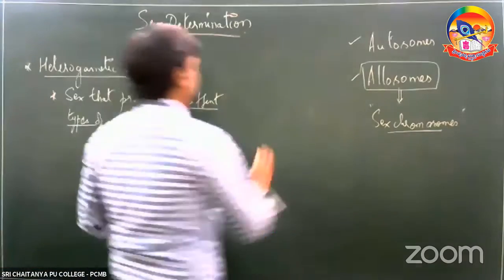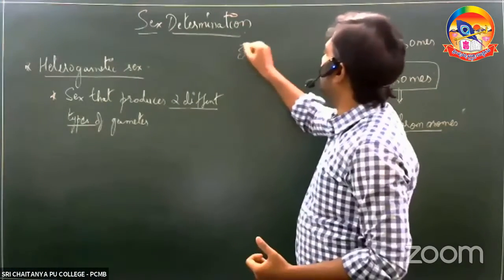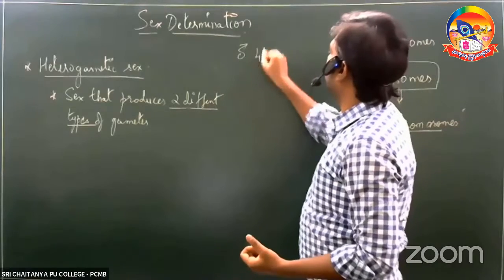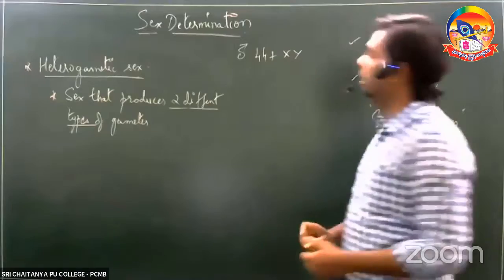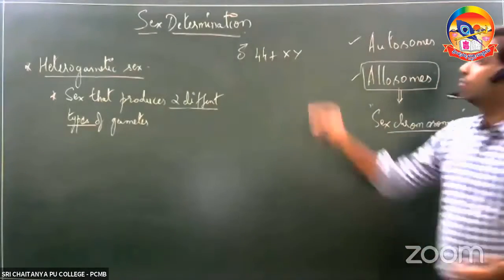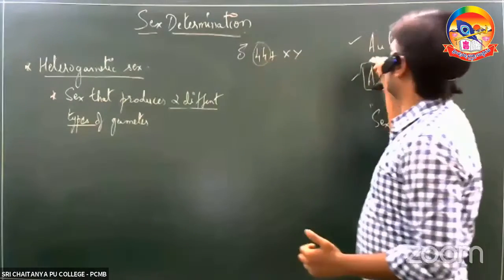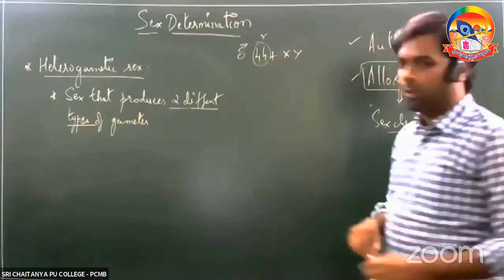Let us take the example of humans. In humans, males have 44 plus XY. This is the chromosome complement in human males. 44 are the autosomes, so we are not worried about that, right?